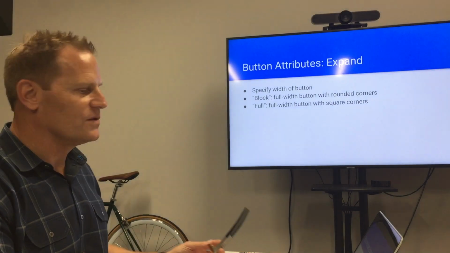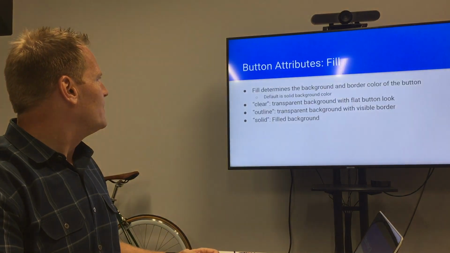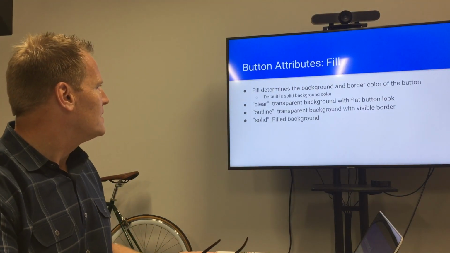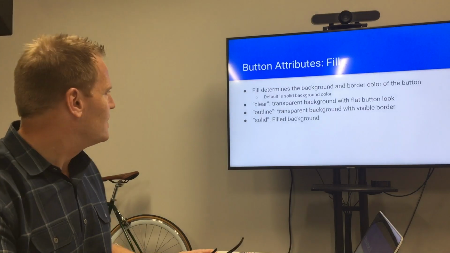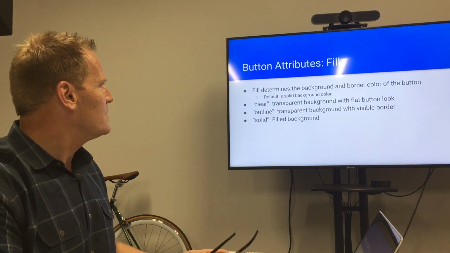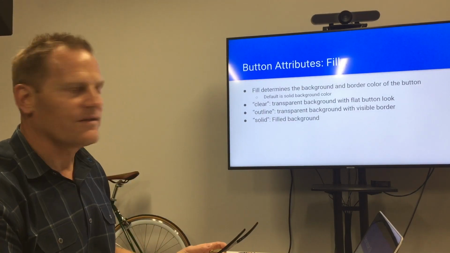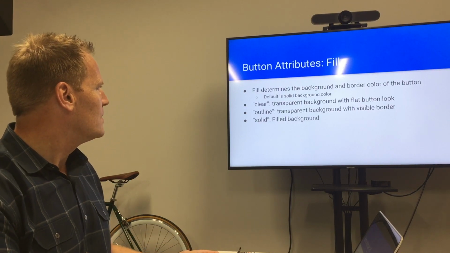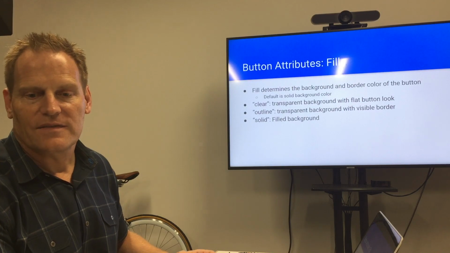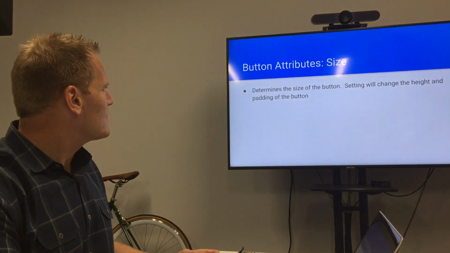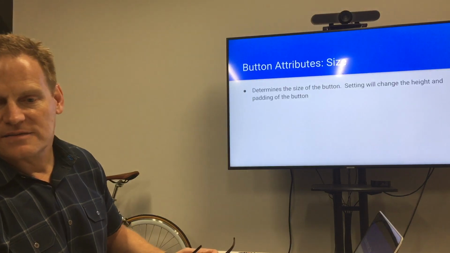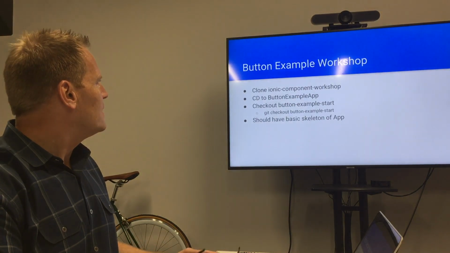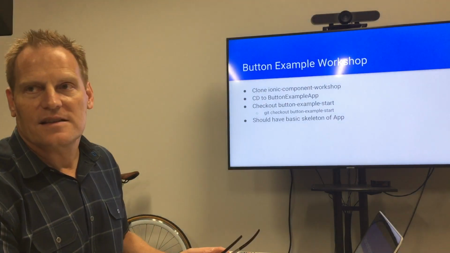Some attributes: you specify the width with expand. You can have block or full. There's fill. Fill determines the background color of the button. Default is a solid background color, but clear would be a transparent background color with a kind of flat button look. Outline would be transparent with a visible border, and then solid would be a filled background. Size is kind of self-describing: what's the size of the button?